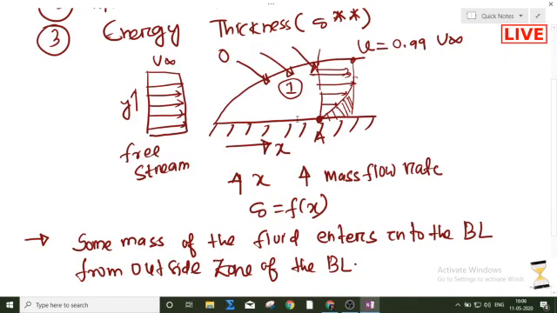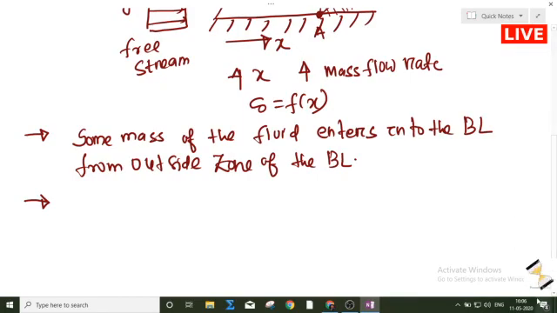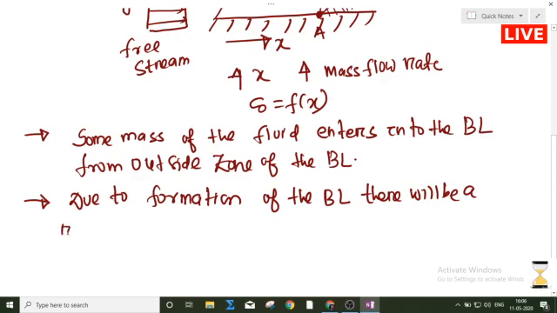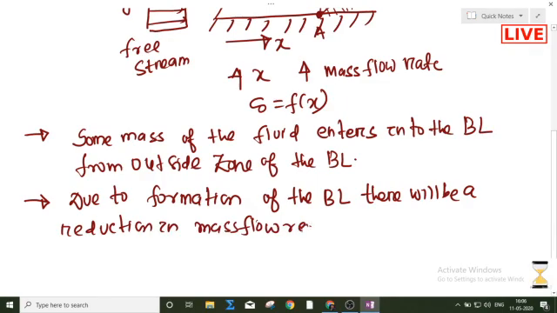So I can write it down: due to formation of the boundary layer, there will be a reduction in mass flow rate. The mass flow rate will be reduced. Okay, next point I can understand.